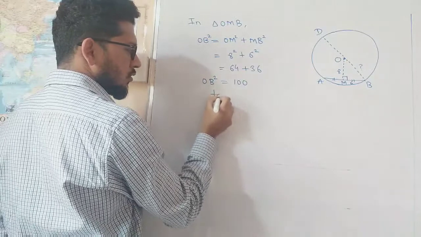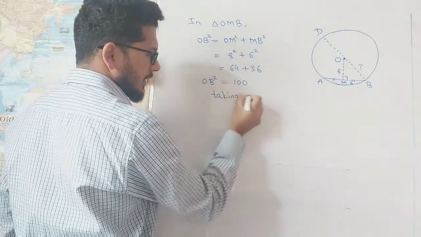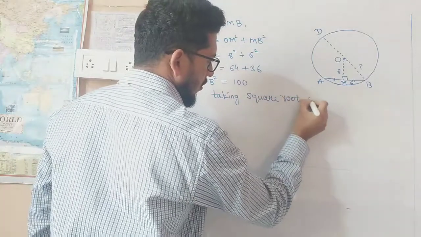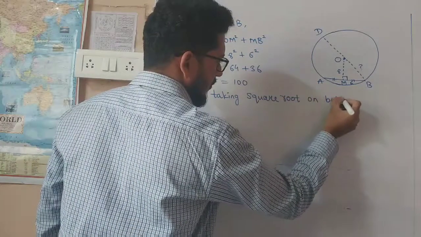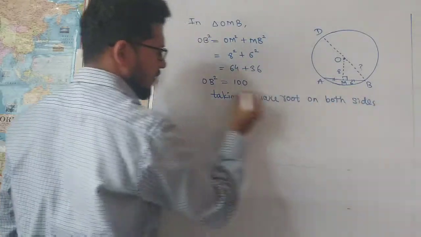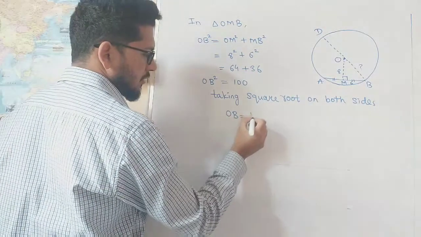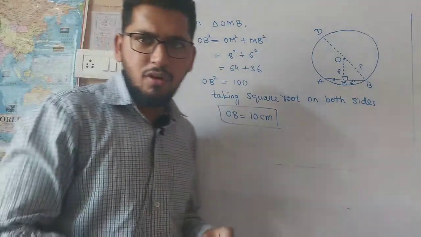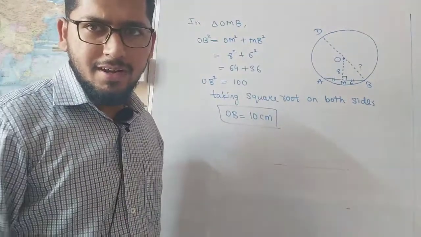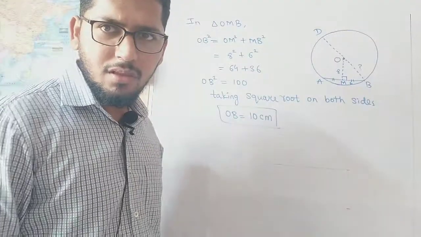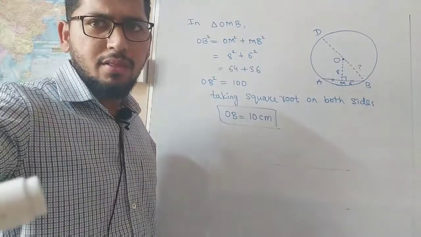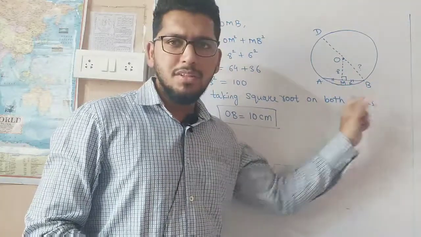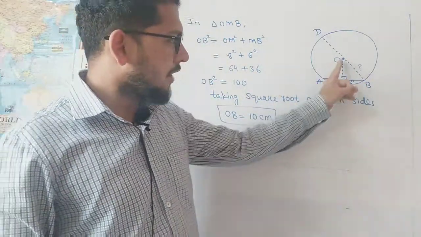Taking square root on both sides, what will you get? You will get OB, and the square root of 100 will be 10 centimeter. So we have got OB is 10 centimeter. Understood? So that is the radius. OB is the hypotenuse, OM is side 1, MB is side 2. So using the Pythagoras theorem we have got OB.